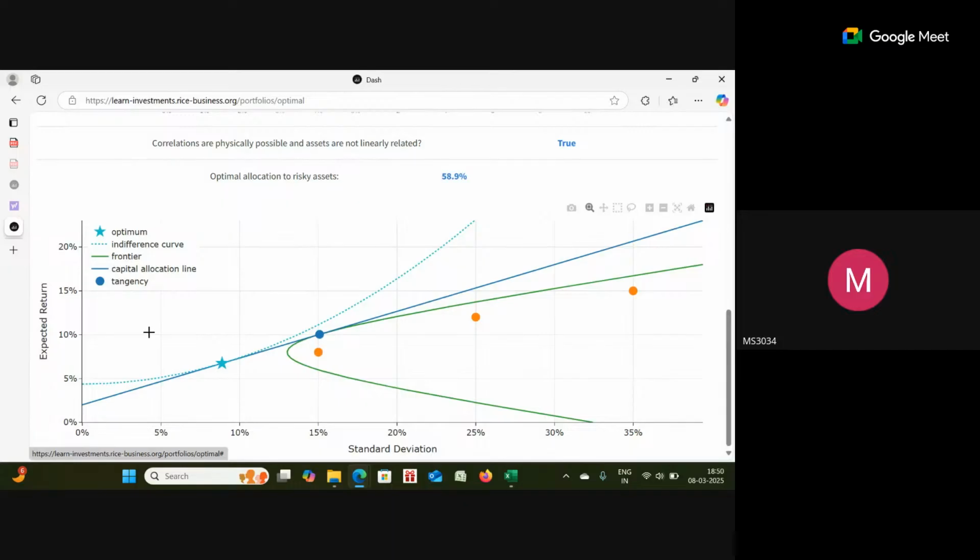That's why there will not be two tangencies. Out of that many indifference curves in the set, I will find only one curve which has a tangent point. Yes, you can have multiple cases when this line is changing. This is the case where only one risk-free rate is there.